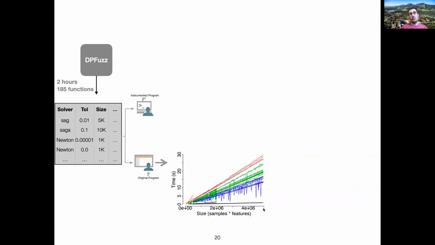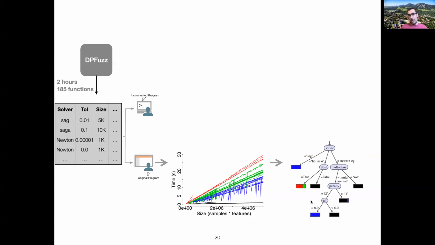The fact that there are multiple clusters leads us to the next step: to explain them based on program input features. So we apply a decision tree on that space, and it provides us an explanation. For example, it says that if we use different solvers, we will have different performance. So this is not unexpected. We expect that if we use a different solver, we will have different performance.